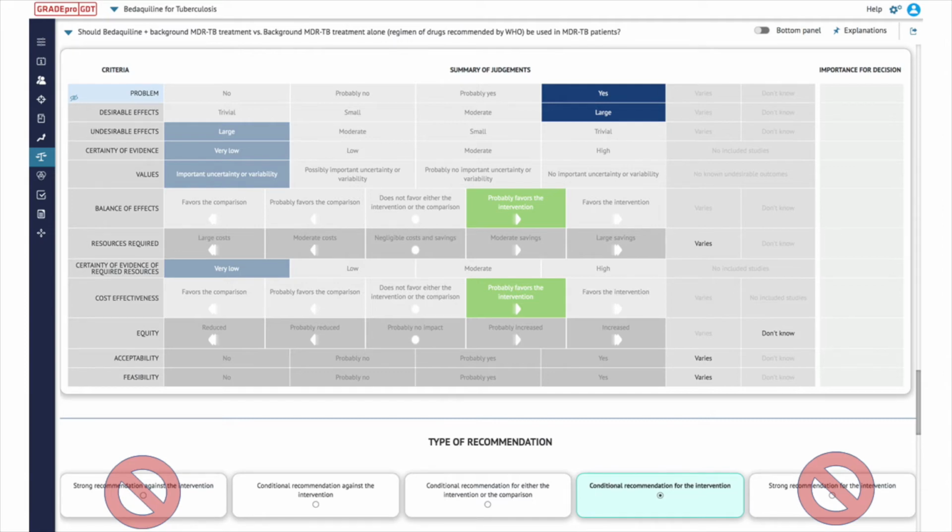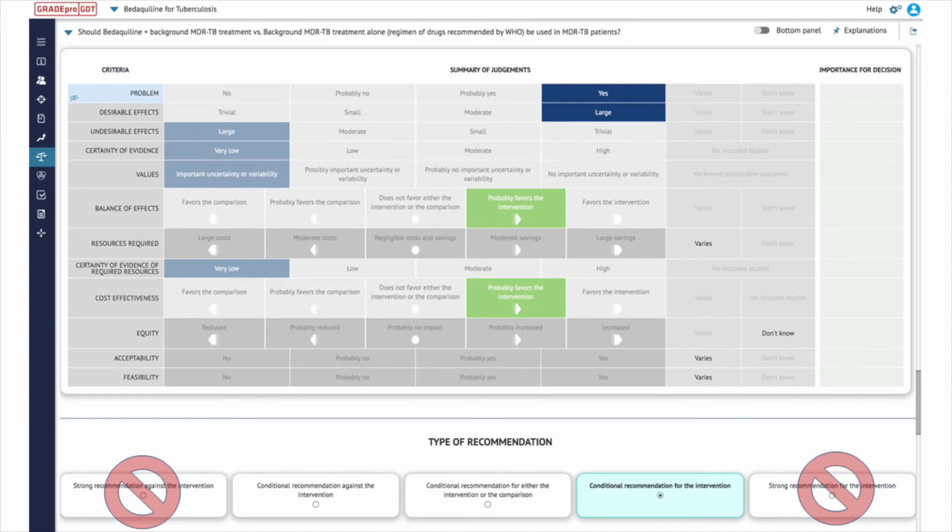So the evidence to decision frameworks here help you to bring panels together and say, look, we know that there's very low quality evidence. We know that it's not clear if there's more benefits than harms. You shouldn't make a strong recommendation, which is another thing that the ETD frameworks help with, to make sure panels don't make unreasonable decisions.